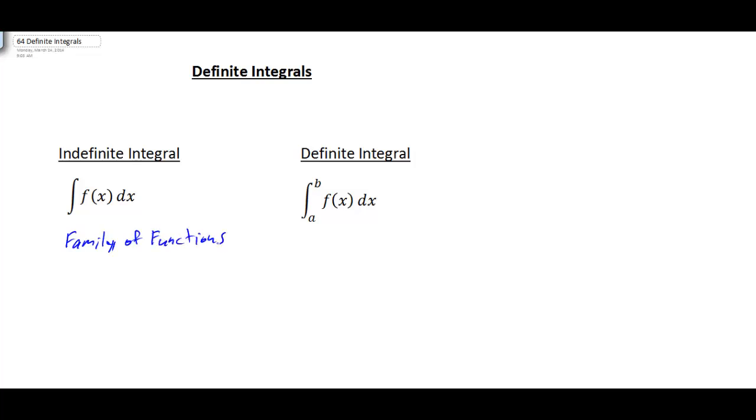And recall that's because when we integrated, we always had to add on a plus c. Remember that constant term we would always have to add on. So we would end up with a family of curves or a family of functions.